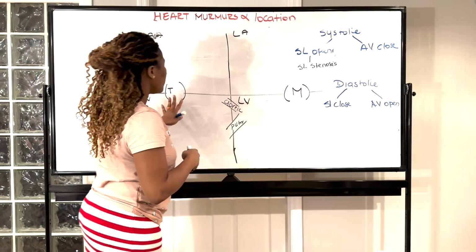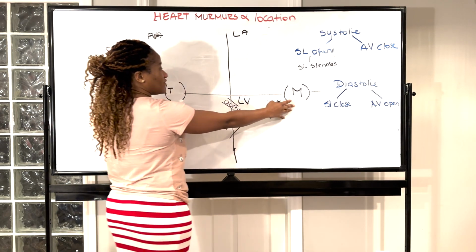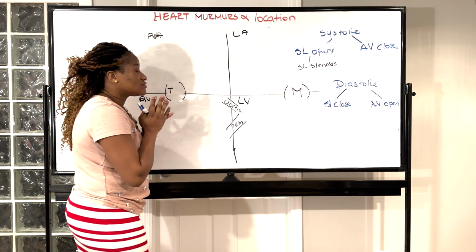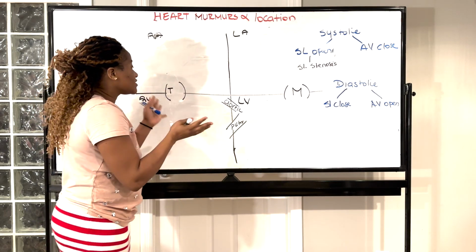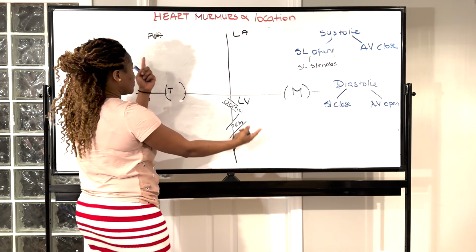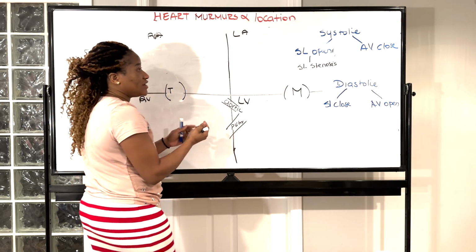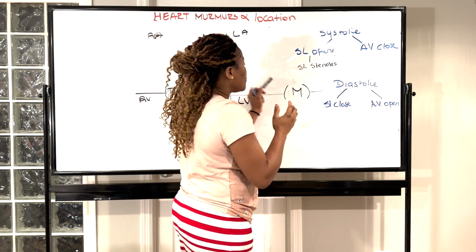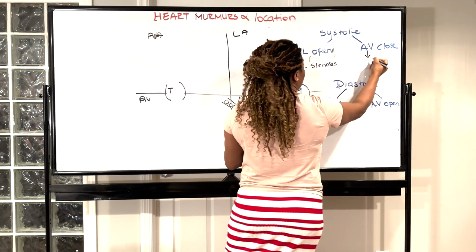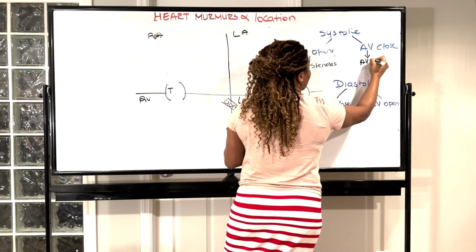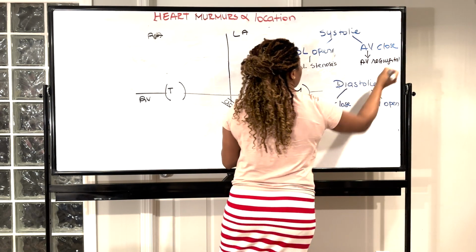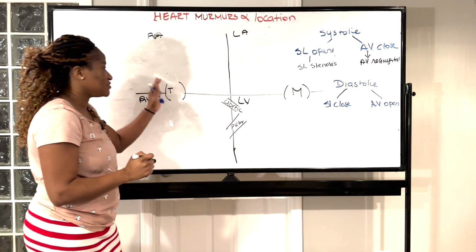Now, what if these AV valves are not closed? If the tricuspid and mitral valves don't close during systolic, that means there is a leak. That means they are regurgitating, the blood is going back up, right? So you're going to hear this regurgitation sound during systolic. So AV regurgitation. That's where you're going to hear that.